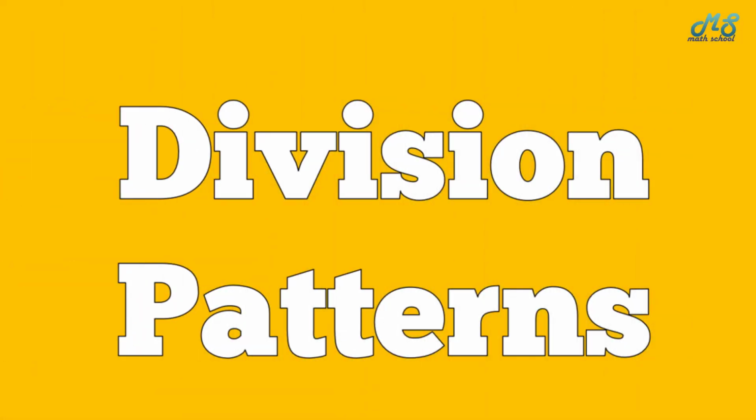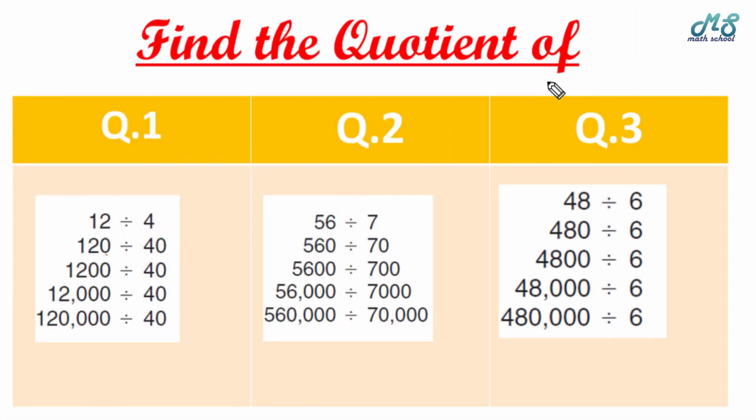Next, division patterns. Find the quotient. The first sentence is the main fact: 12 divided by 4 equals 3. We have the same: 12 divided by 4 equals 3 and cancel 0. Next, cancel 1 zero and divide 12 divided by 4, the main fact. It will be 3. How many extra zeros? Just 1 zero.